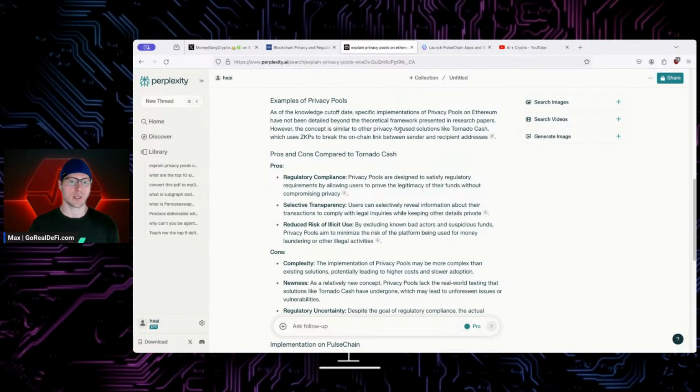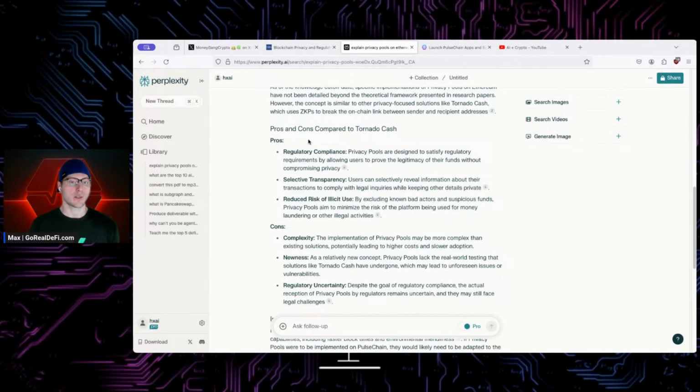Okay. So examples of privacy pools. So let's see. Okay, let's talk about the comparison to Tornado Cash. I think that's the biggest, most interesting thing too: what is the difference between using that and Tornado Cash? So again, it's just talking about the compliance part. They're designed to satisfy regulatory requirements without compromising privacy. It's a pretty cool feature, right?